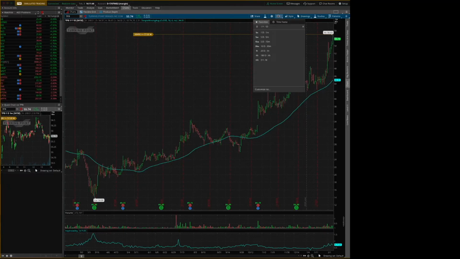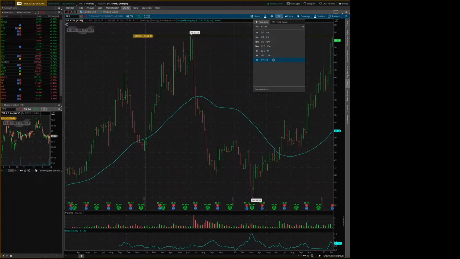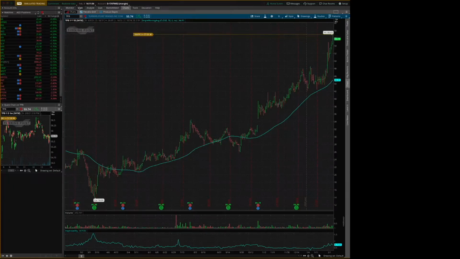But if you zoom out on a weekly chart, you'll start to see what I'm seeing here. We're talking some major all-time highs if we get above the 57 level. Let's go back to the daily chart, but I really want to talk about the options.